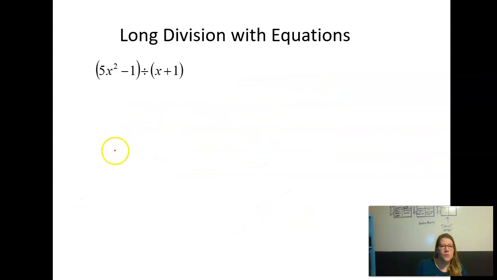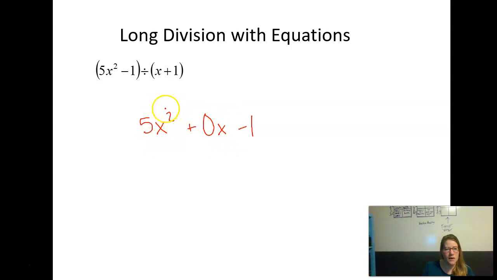Okay, so we have 5x squared minus 1 divided by x plus 1. Now, when you're doing long division, you have to make sure that your x's go down in order. So since this has x squared, my next middle term should have just an x. But because it's missing, I'm going to write it as a 0x. That's because I should have my answer in standard form and I should not have any x's missing.